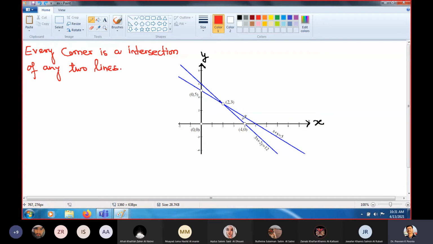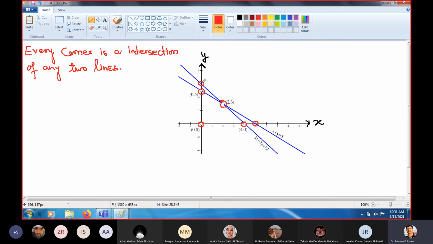So how many corners are here? If you see 1, 2, 3, 4, 5 and 6. So my dear friends, there are 6 possible corners in this problem.